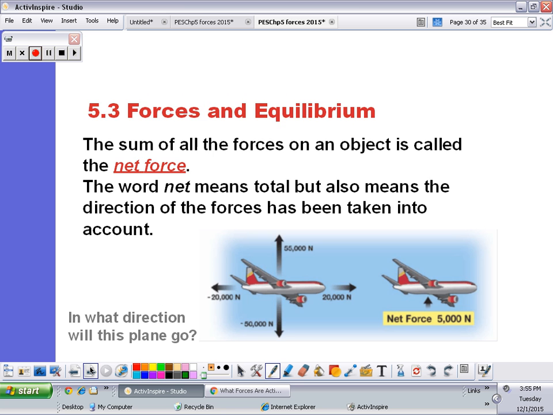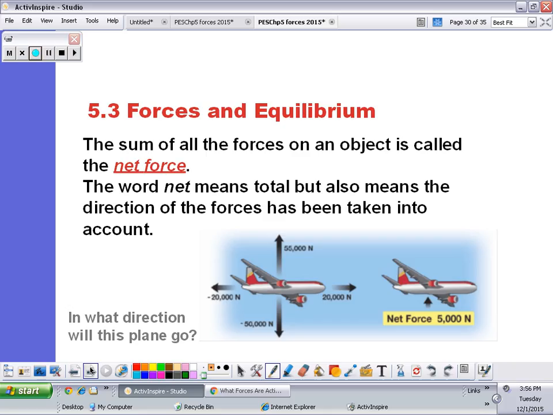So when we look at all forces on an object, all the forces on an object are called the net force. Net means the total, but also means the direction of the force has been taken into account. So think about when you get a paycheck, you get your net pay and then you get your gross pay. Completely different. One's before taxes and one's after taxes. It's always bigger before, and then Uncle Sam gets his portion. So the word net means total, but it also means the direction.